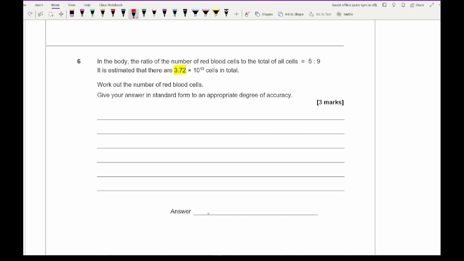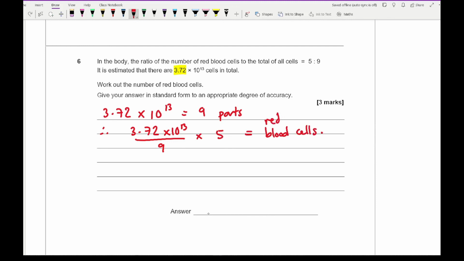So looking at this, what we've got is 3.72 times 10 to the power of 13. Now this equals 9 parts. So then to work out the number of red blood cells, which is 5 parts, I do 3.72 times 10 to the power of 13 divided by 9 to work out what 1 part is, then multiply that by 5 to work out the red blood cells. And when I type that all into my calculator, it should give me an answer of 2.07 times 10 to the power of 13.